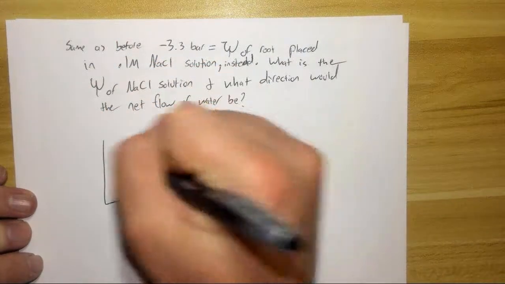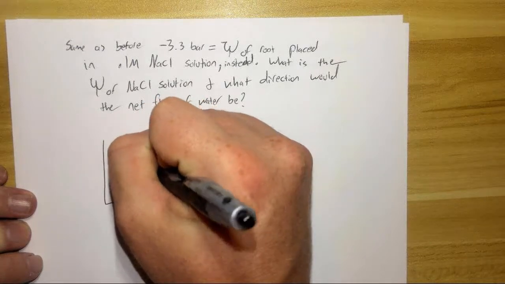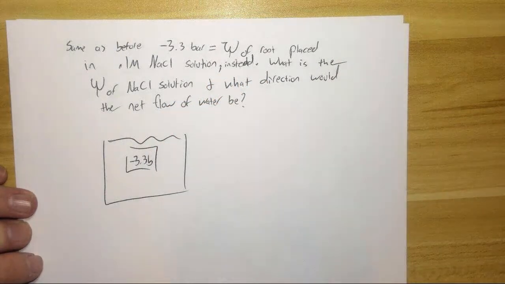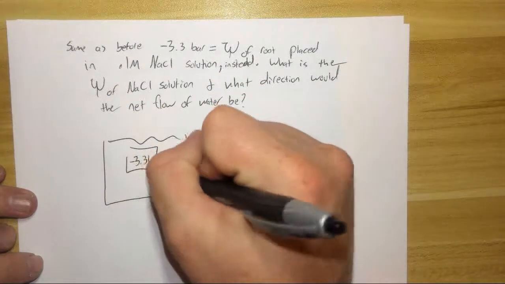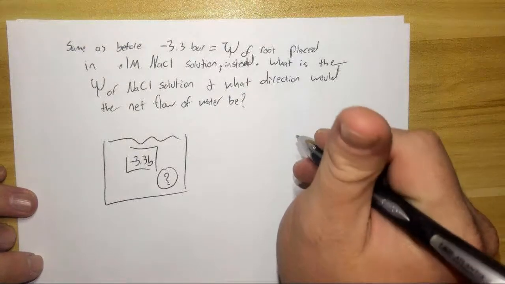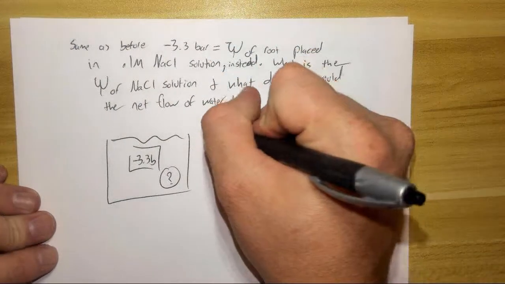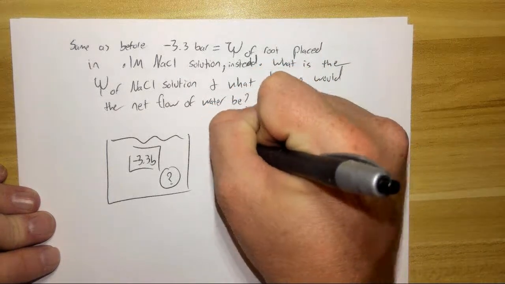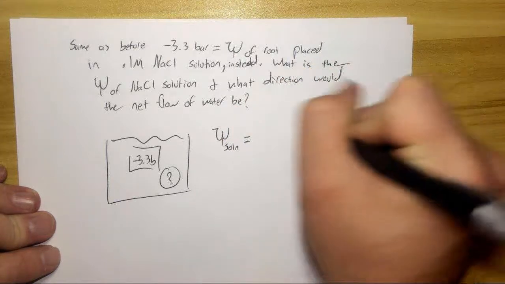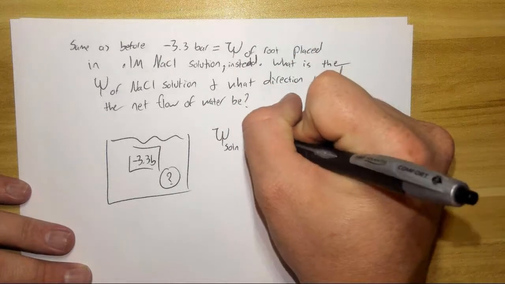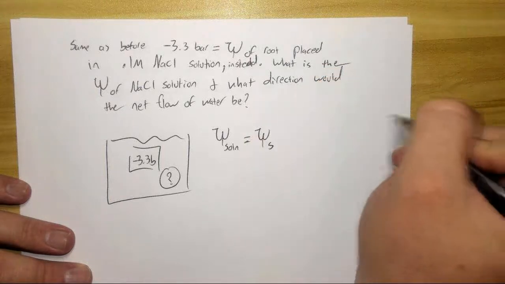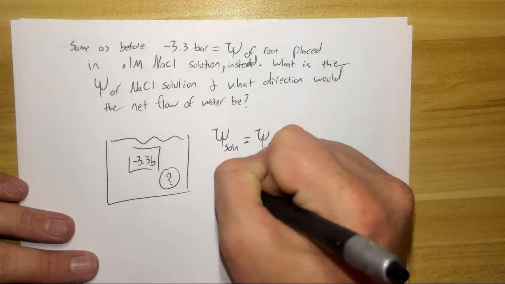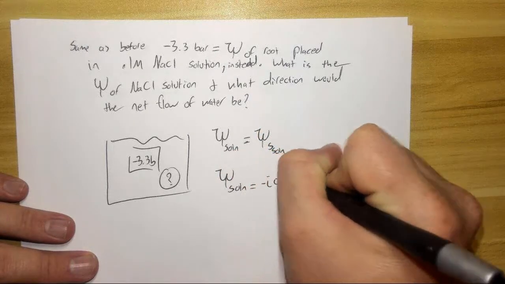So we got ourselves a root of negative 3.3 bars, and it's in a solution. We don't know the exact solute potential of the solution, so we're trying to figure out what the solute potential of the solution is. We are given the information. It's the same open beaker, so we can continue the information from before, that the water potential of the solution is going to be equal to the solute potential of salt. So we're just going to go straight to the equation as I used before, negative iCRT.